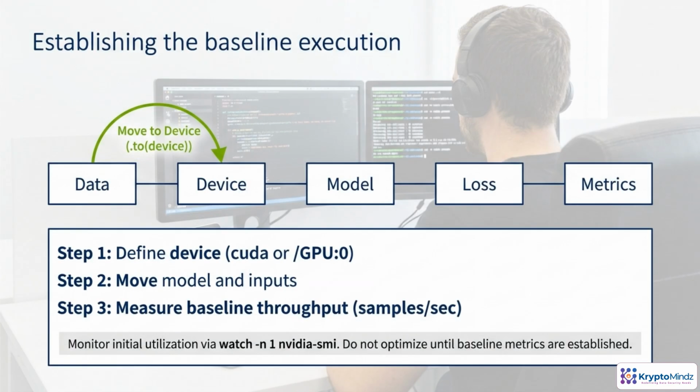Once the system looks healthy, establish a clean performance baseline. First, pick your device, for example in PyTorch, device equals cuda, or cuda:0. Then move both the model and all input tensors to that device using .to(device). Now run a few full training steps and measure throughput in samples per second. In parallel, watch GPU utilization with a tool like watch -n1 nvidia-smi, so you know how busy the accelerator actually is.